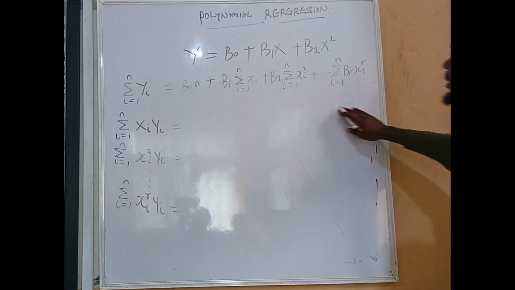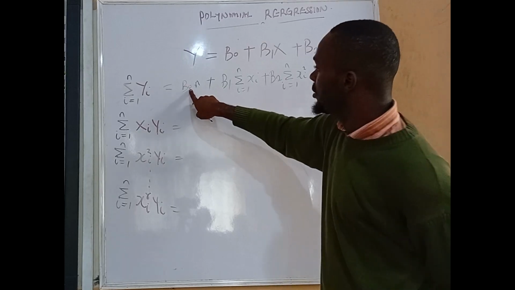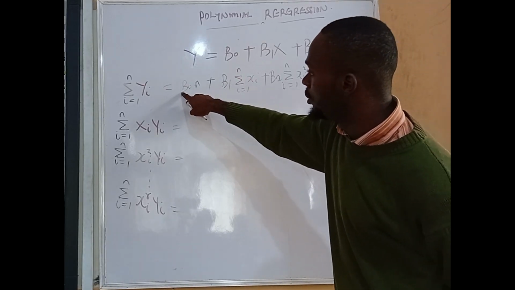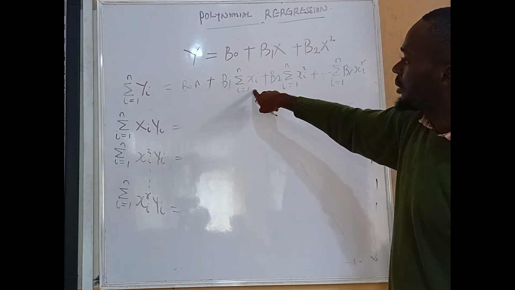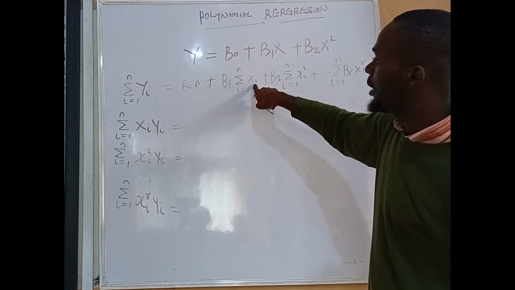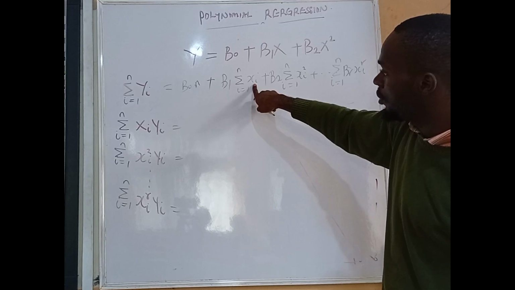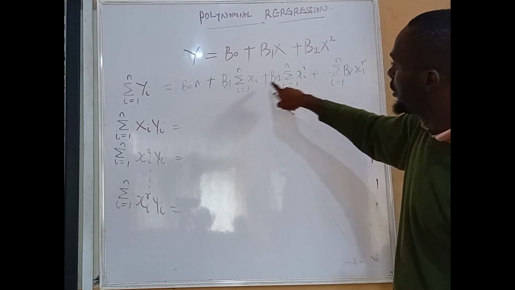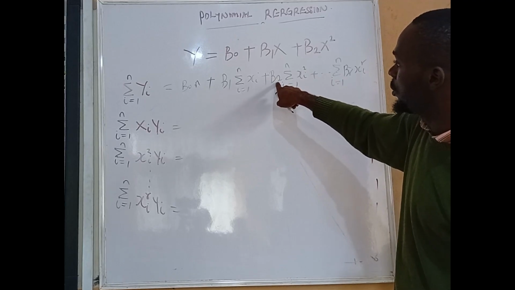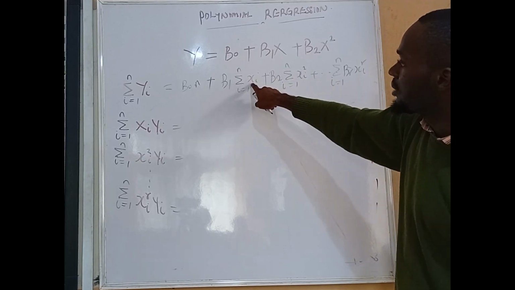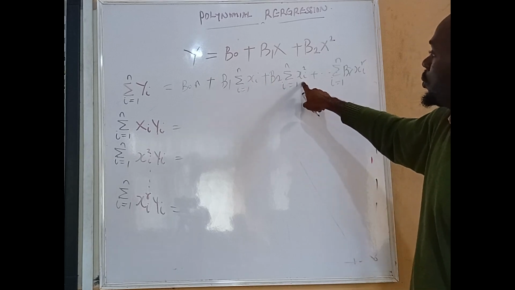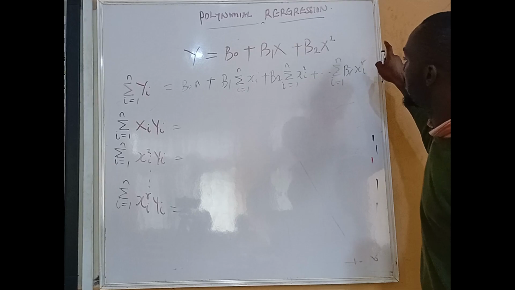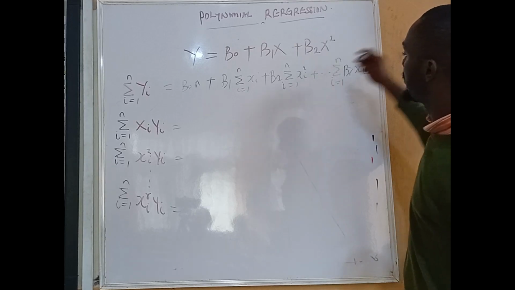Do you see the pattern? How is it moving? The first one doesn't have x, and the first coefficient is b naught. The second one, you introduce your x, that's power 1. The third one, you introduce the next constant, b2, and you increase the x from power 1 to power 2. So you do a similar thing till infinity.